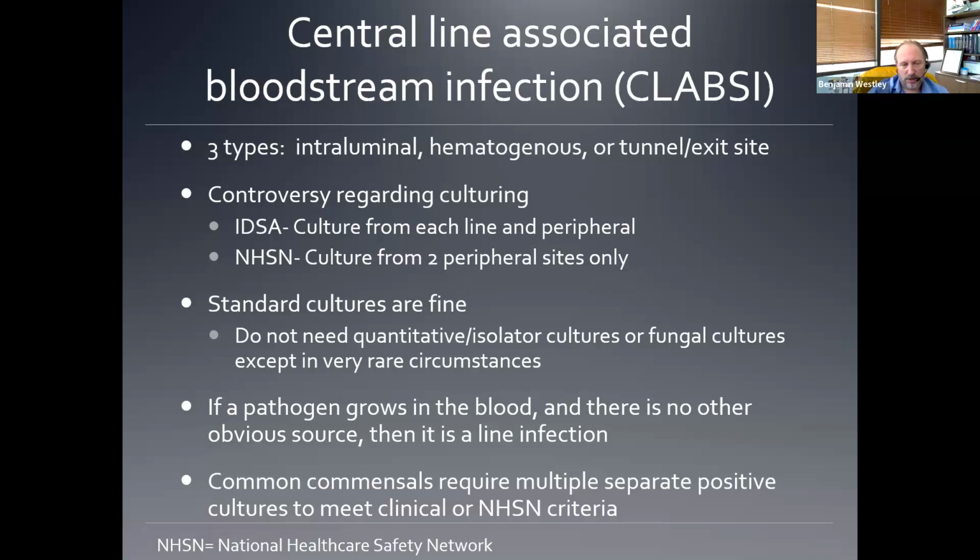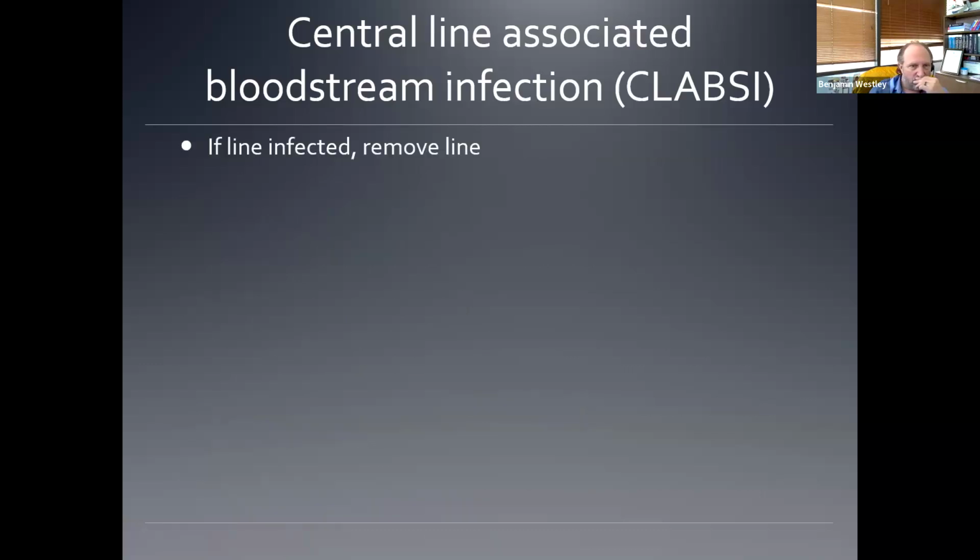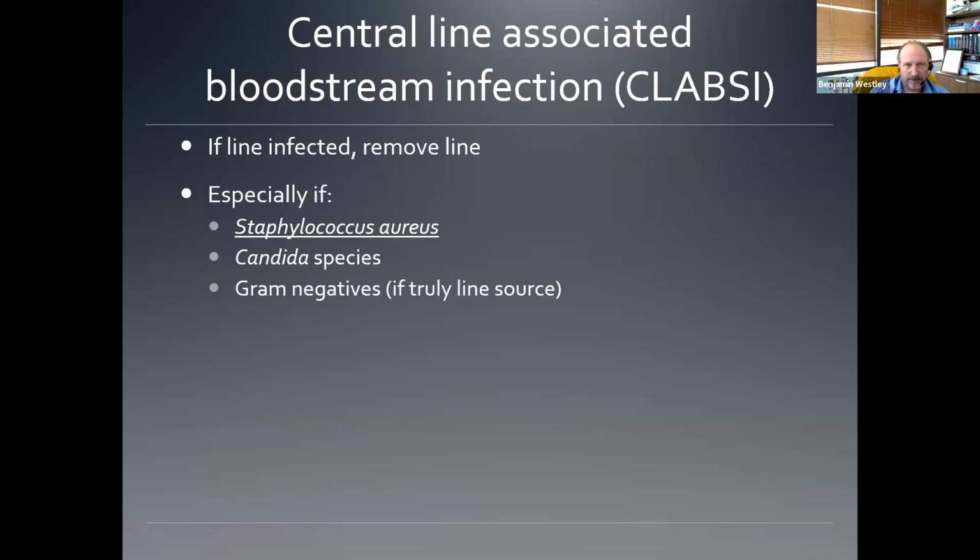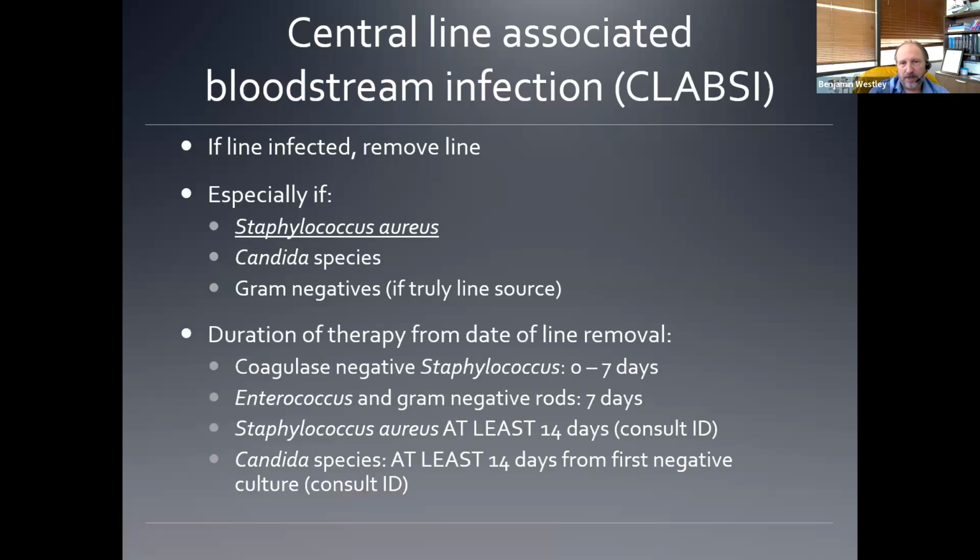If you just draw a contaminant type organism from the line, and nothing grows peripherally, that's not a line infection for reporting criteria or clinically. It's got to be in multiple cultures. If the line's infected, it really should be removed. There are very rare instances when we don't do that, when people come from outpatient with chronic lines. But this is especially true if it's Staph aureus, Candida, or gram negatives, if the line is the problem. Those are very hard to cure.